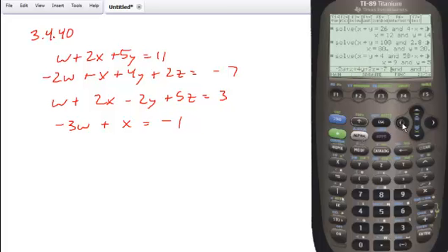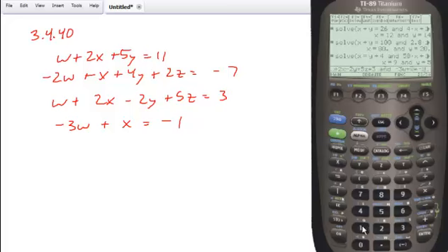And so now I can go back in between these ANDs. Again, notice I left enough space. You have to have a space before and after your equation. And so I can write my third equation here, which is W plus 2x minus 2y plus 5z equals 3. And then after my AND and a space, I can write my final equation, negative 3w plus x equals negative 1.